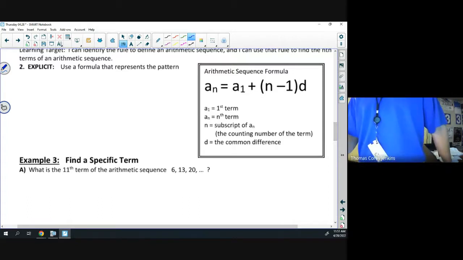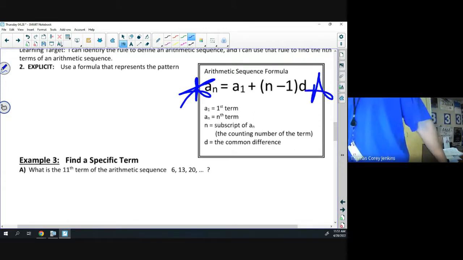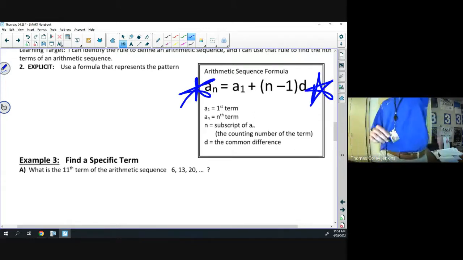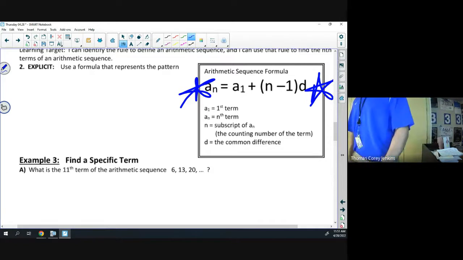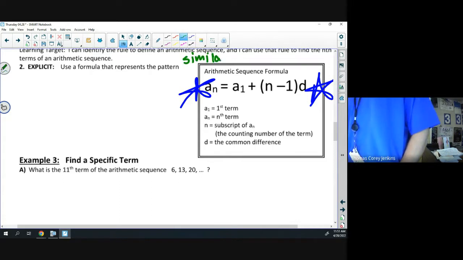So this is the first thing from today's notes that is on your formula sheet, which you haven't gotten yet, but you will. Okay, and you'll be able to use that on the test. So it's kind of funky looking, but it's also very similar to y equals mx plus b.